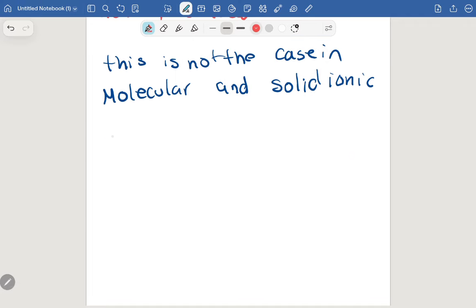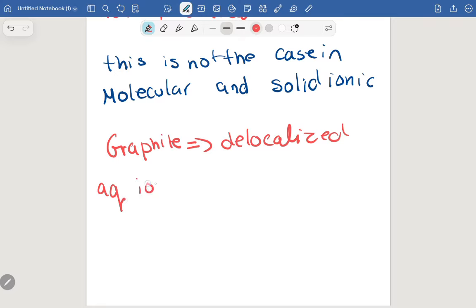Why do we know that graphite conducts electricity? Because it has delocalized electrons as well. I think we took this last year. And with aqueous ionic, same exact thing. They have delocalized electrons. So the conductivity of electricity is due to, in general, the delocalization of electrons, or in other terms, free moving electrons.